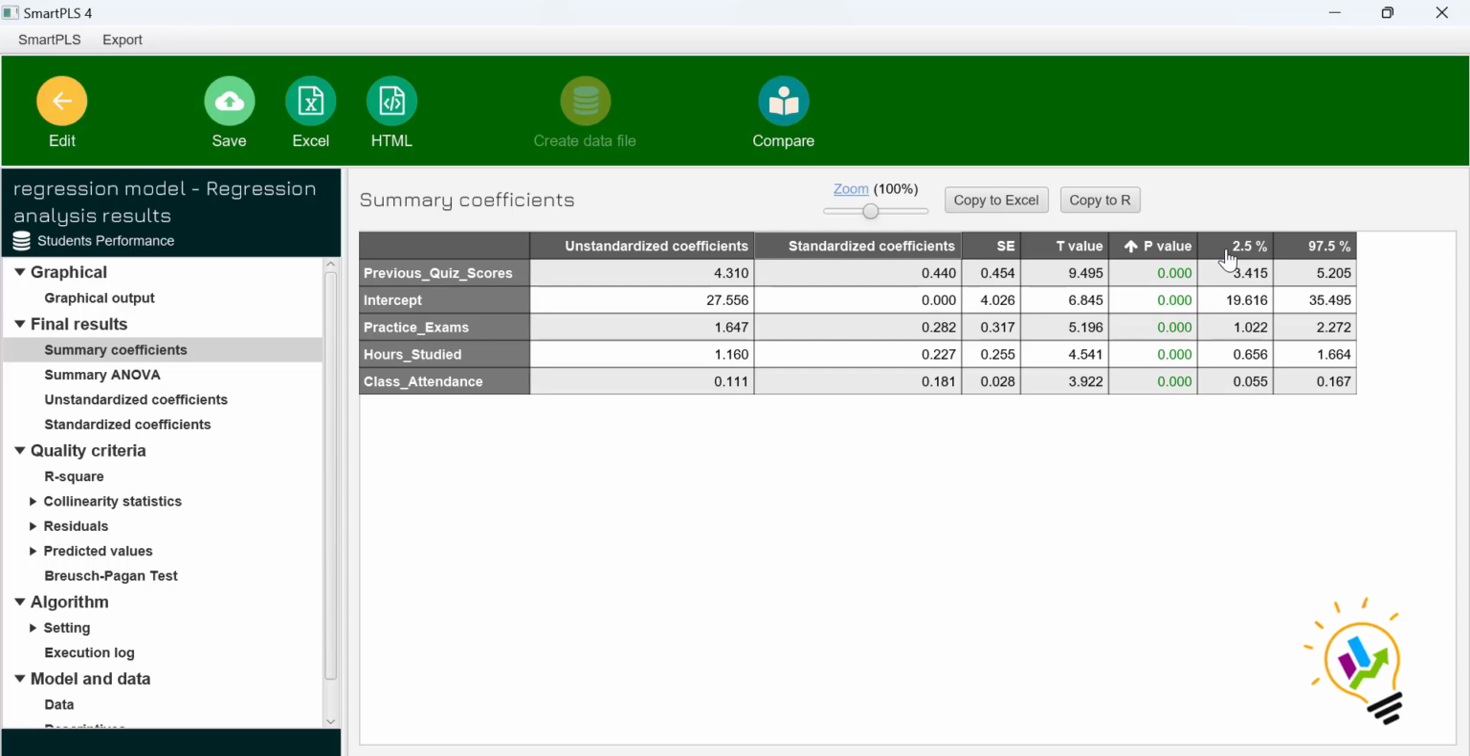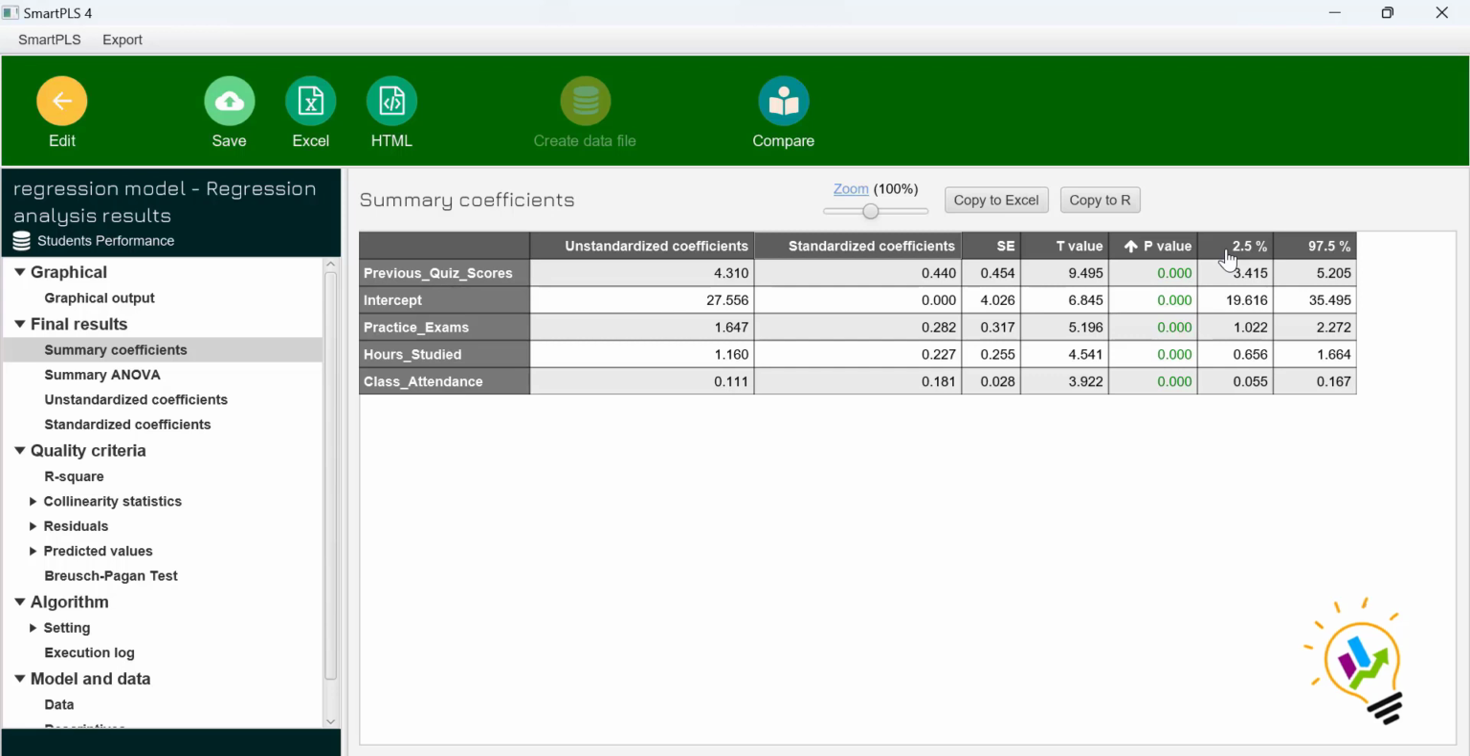The t-value is a ratio of the coefficient estimate to its standard error. It's used to test the hypothesis that the coefficient is equal to 0 in the population. A large absolute t-value indicates a more significant relationship between the variables. The p-value is associated with the t-value and indicates the probability of observing the obtained t-value if the null hypothesis is true. A small p-value, typically less than 0.05, suggests that the coefficient is statistically significant.